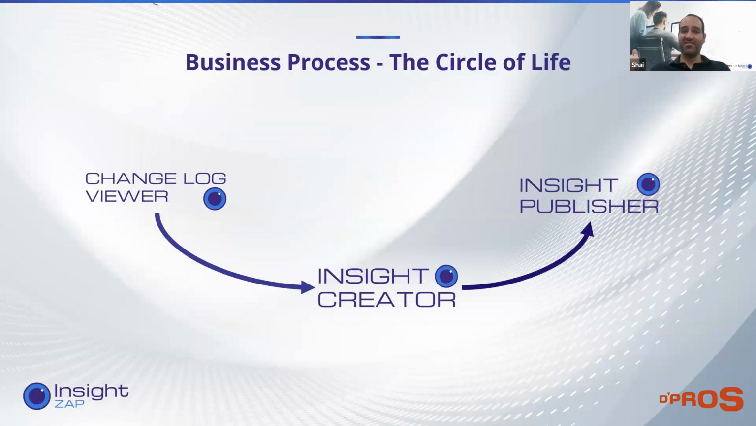Like in The Lion King, we're in the cycle of life. We started from the changelog viewer, then went through the Insight Creator, and at the end, sent it through the Insight Publisher to our recipients. This basically ended the whole process and allows us to see it very easily.